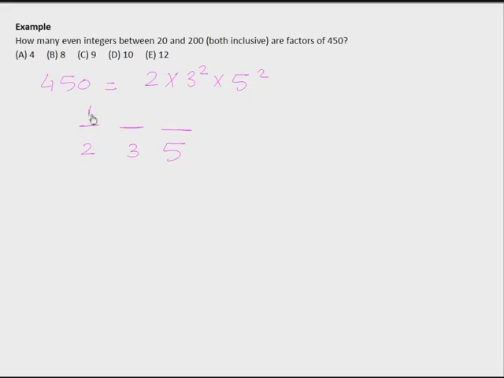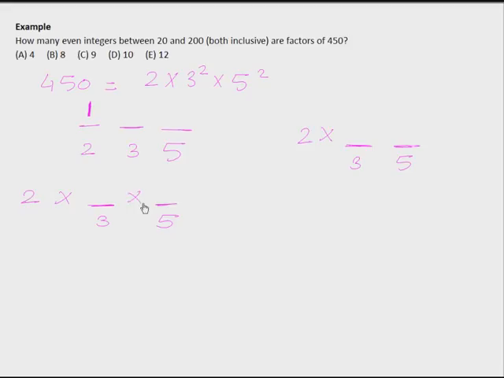So there's only one choice here for the 2. I can't leave out the 2. So every factor of 450 will have a 2 in its prime factorization. And then I have to decide how many 3s and how many 5s I will pick. So let's look at that. So I pick the 2, which is forced. Now the position of the 3s and the positions of the 5s.